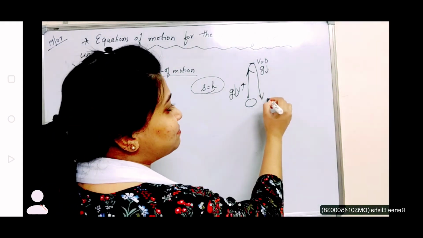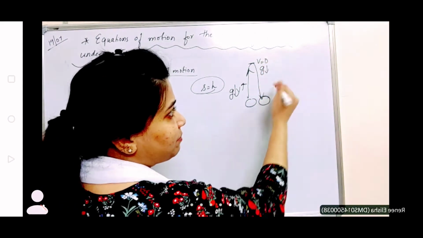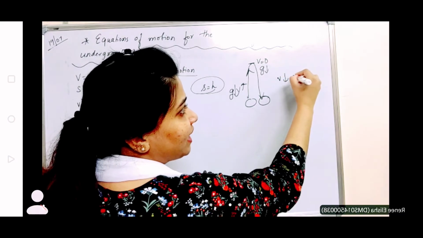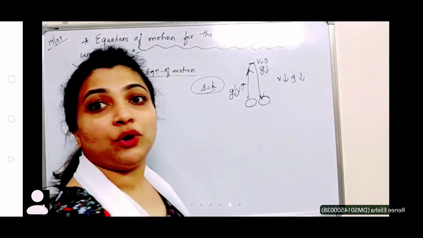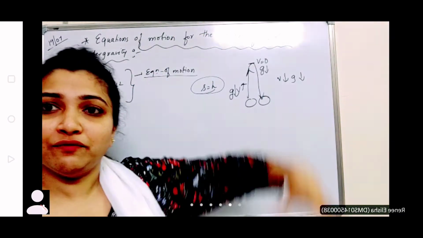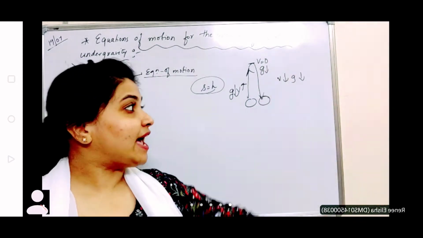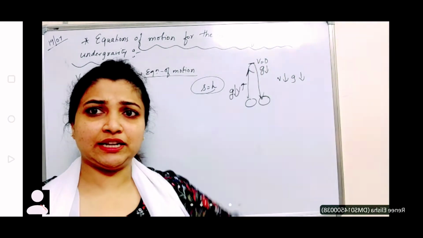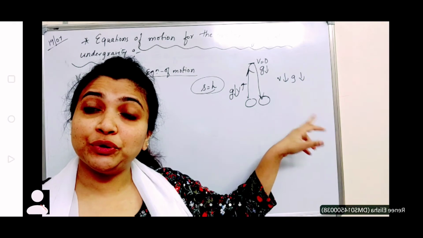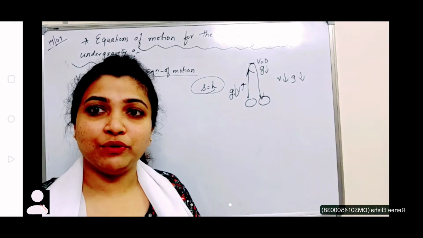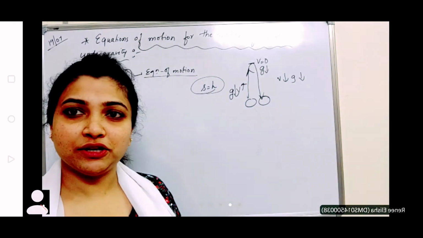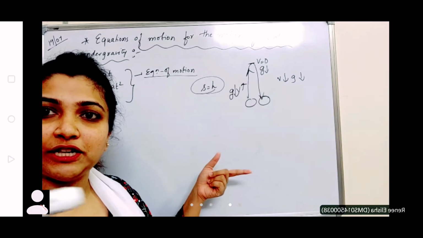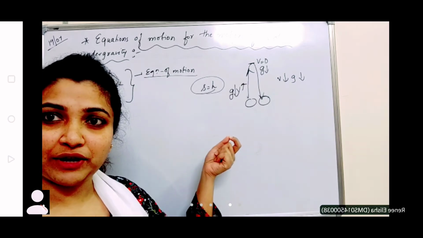Now when it comes down, both velocity and acceleration are in the downward direction. So when it's coming down, velocity is definitely increasing, and acceleration due to gravity is also increasing in the downward direction. Am I clear, children? Did you understand the concept of gravity, acceleration due to gravity?